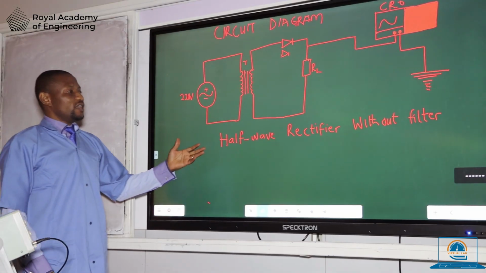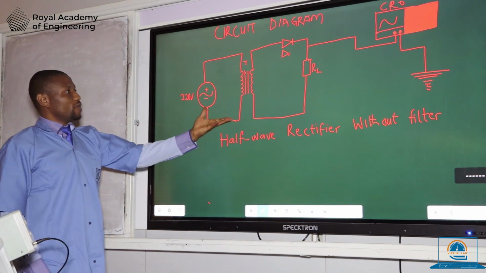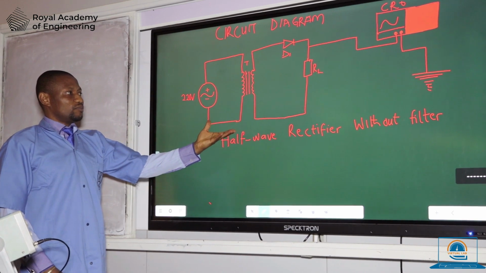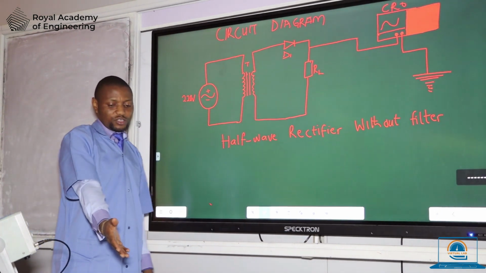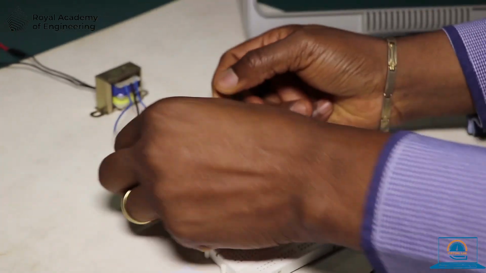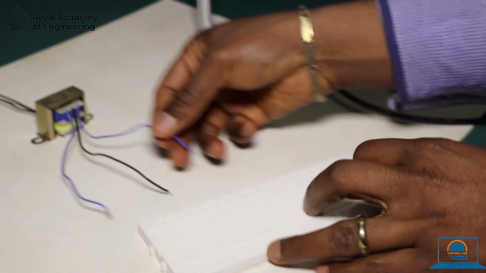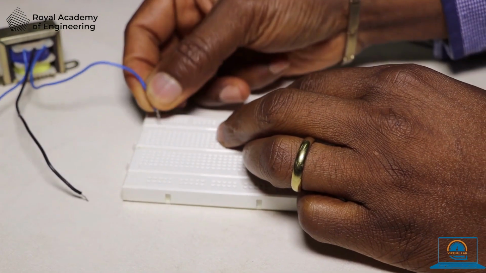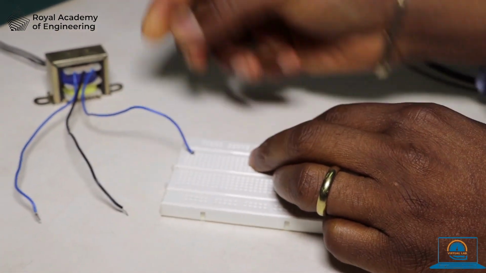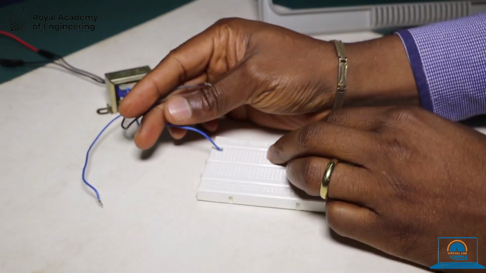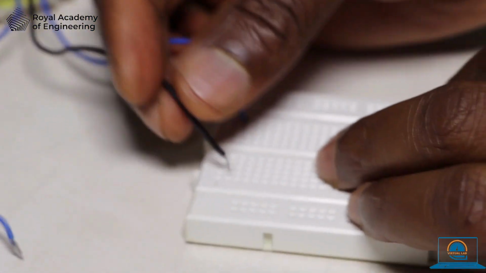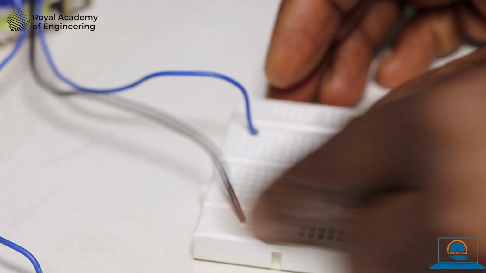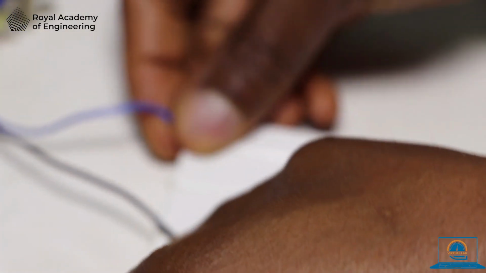Step 1 of the experiment is to make connections on our breadboard as seen on the board. So let's make our connection on the breadboard. First of all, connect our transformer. This is the positive side of the transformer. Connect with this point, and then the negative is at the middle, so we'll connect it to ground on our breadboard. We're using this part of the breadboard for ground.